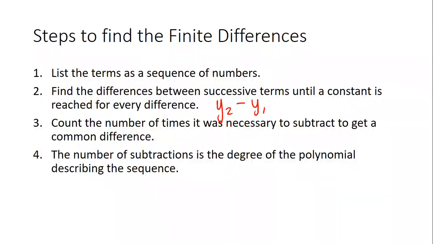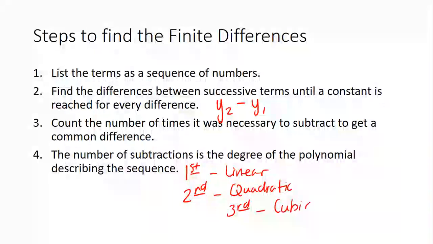Okay? So for us, you can have a first degree polynomial, which is just called a linear. You can have a second degree polynomial, which is a quadratic. A third degree polynomial, which is called a cubic. A fourth degree polynomial, which is called a quartic. Or a fifth degree polynomial, which is called a quintic. Okay, we will not go past that.